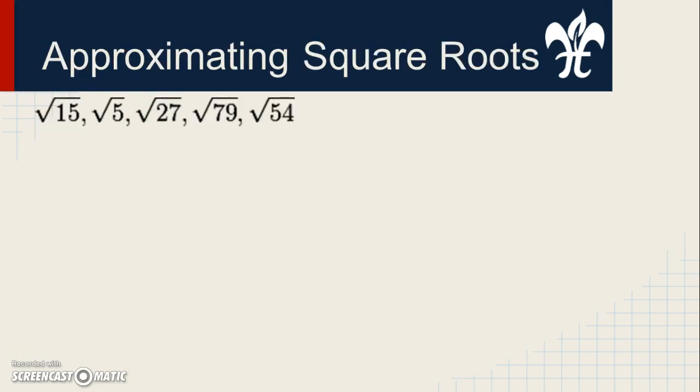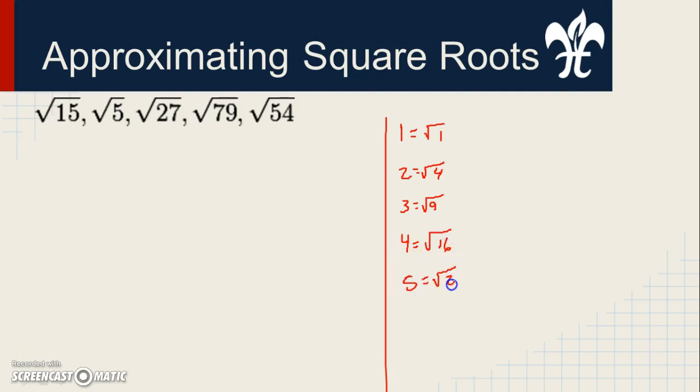We're going to approximate square roots. I'm going to list the perfect squares. So here we have some perfect squares. 1 is equal to the square root of 1. 2 is equal to the square root of 4. 3 is equal to the square root of 9. 4 is equal to the square root of 16. 5 is equal to the square root of 25. 6 is equal to the square root of 36. 7 is equal to the square root of 49.